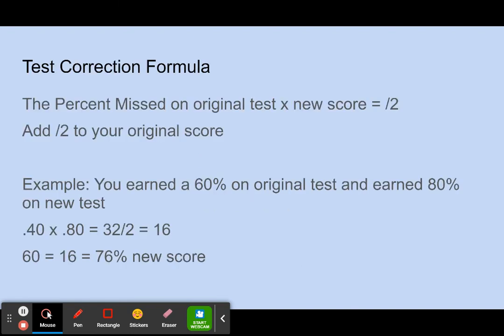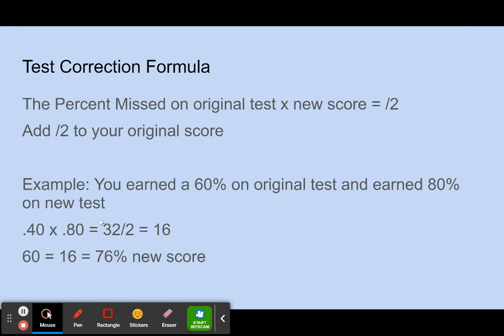So the test correction formula is I take the percent missed on the original test times your new score on the test and divide that by 2. And then I add the number divided by 2 to your original score. So for example, if you earned a 60% on the original test and then earned an 80% on the new test, I take 40%, that's what you missed on the first test, times 80, which comes out to 32, divided by 2 equals 16. Now I add 16 to your original score, and this should say plus. So it should be 60 plus 16, and then your new score is 76.